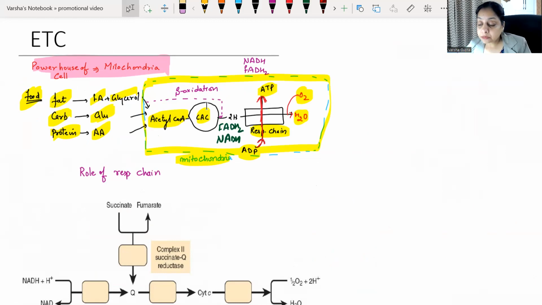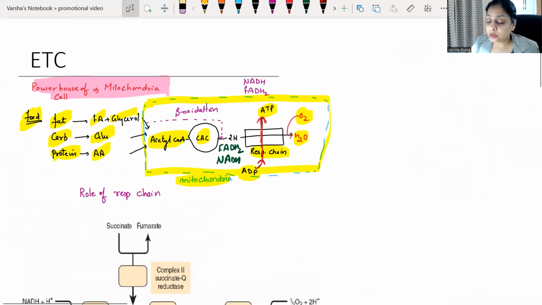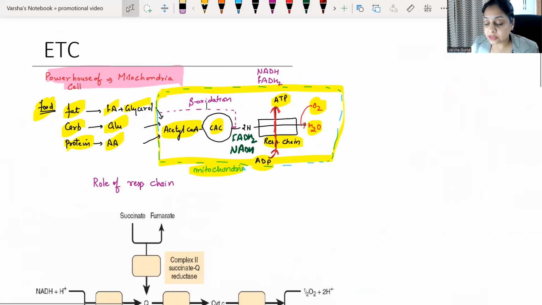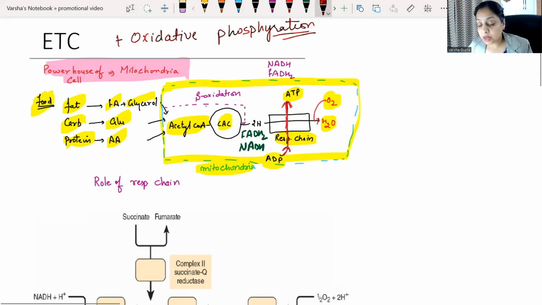So rather than calling it the electron transport chain, let's call it a combination of the electron transport chain and the oxidative phosphorylation, right? So pay attention to the keywords I am using in this one so that the concepts are much clearer to you.